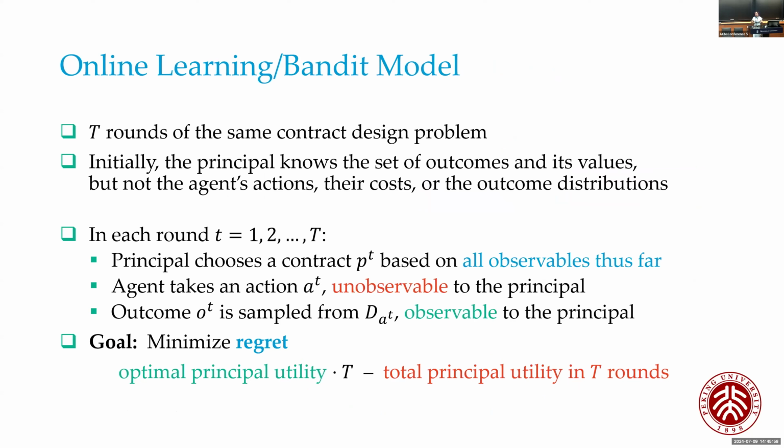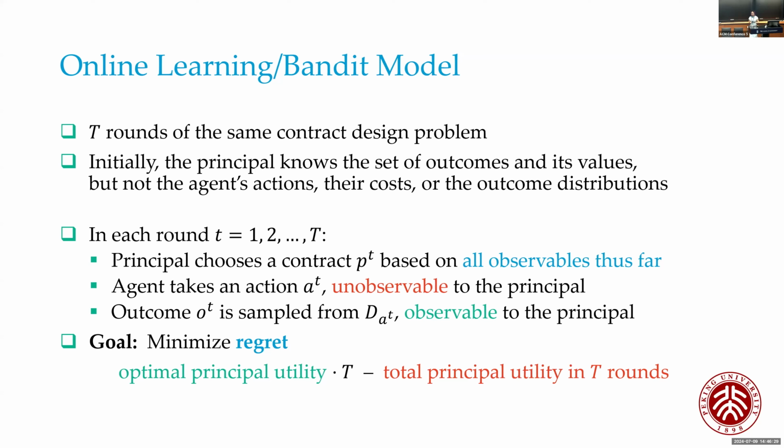So in this model, we assume that the players play T rounds of the same contract design problem. And we assume that at the very beginning, the principal does not know the agent's information at all, but he indeed can see the set of outcomes and the corresponding values. So in each round t, the principal will choose a contract p_t adaptively, and the agent will then take an action a_t, which is the best response to p_t, and is unobservable to the principal.